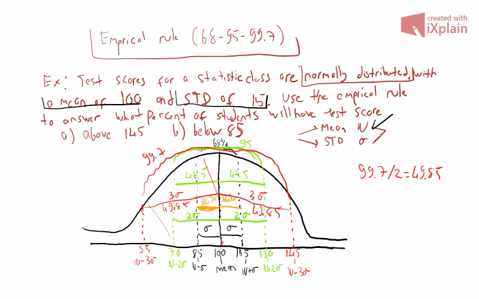Okay, so is this going to be useful for my problem? Let's check it. So part A is asking, use the empirical rule to answer what percent of students will have test scores over 145. So I'm looking at my graph right now, my normal distribution. It appears that the question is asking me to find this area because it says above 145, right? It's asking me to calculate this area. Okay, how do I calculate that? Let me erase that for a second.